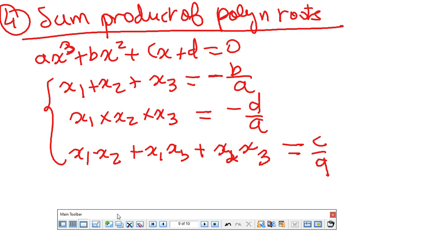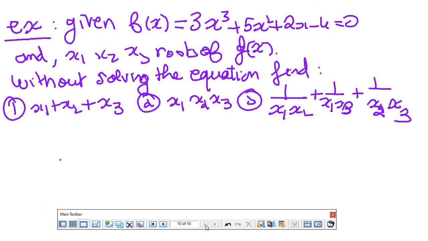But now if I have a polynomial of degree 3, and if x1, x2, x3 are the roots of this polynomial, the sum of the roots follows this formula: minus b over a. The product is minus d over a, and x1 times x2 plus x1 times x3 plus x2 times x3 is equal to c over a. Let's do an example for this one.